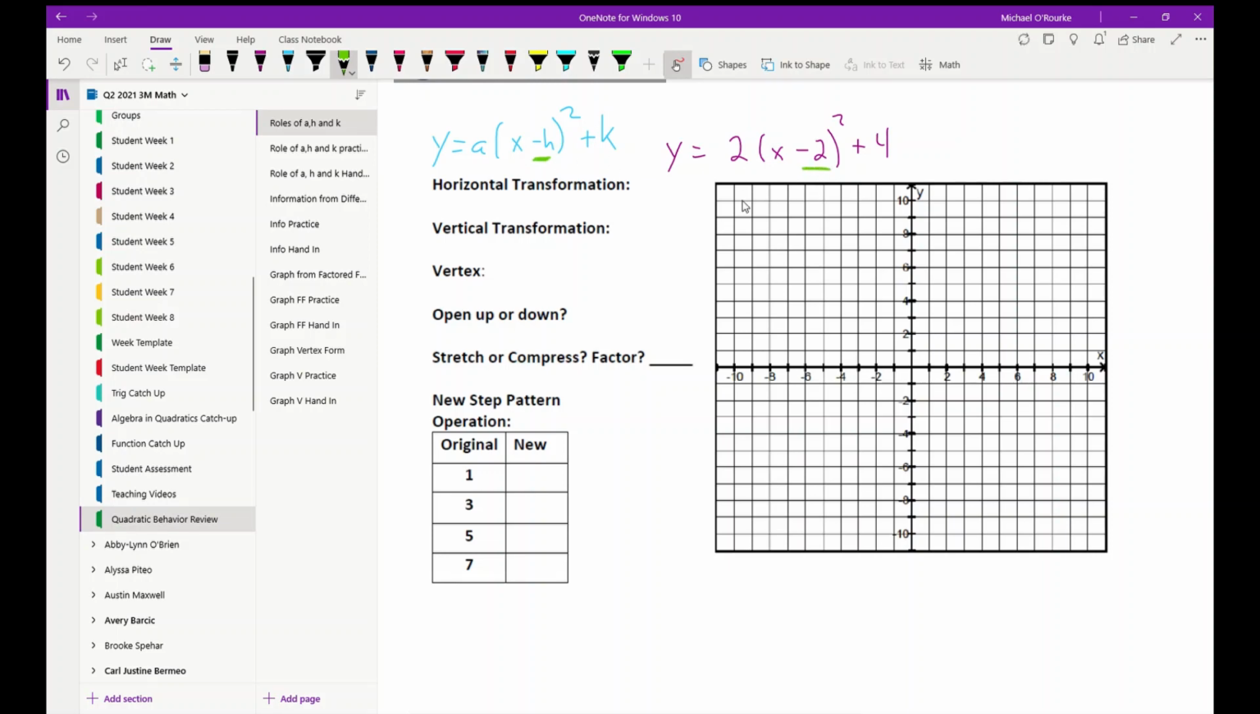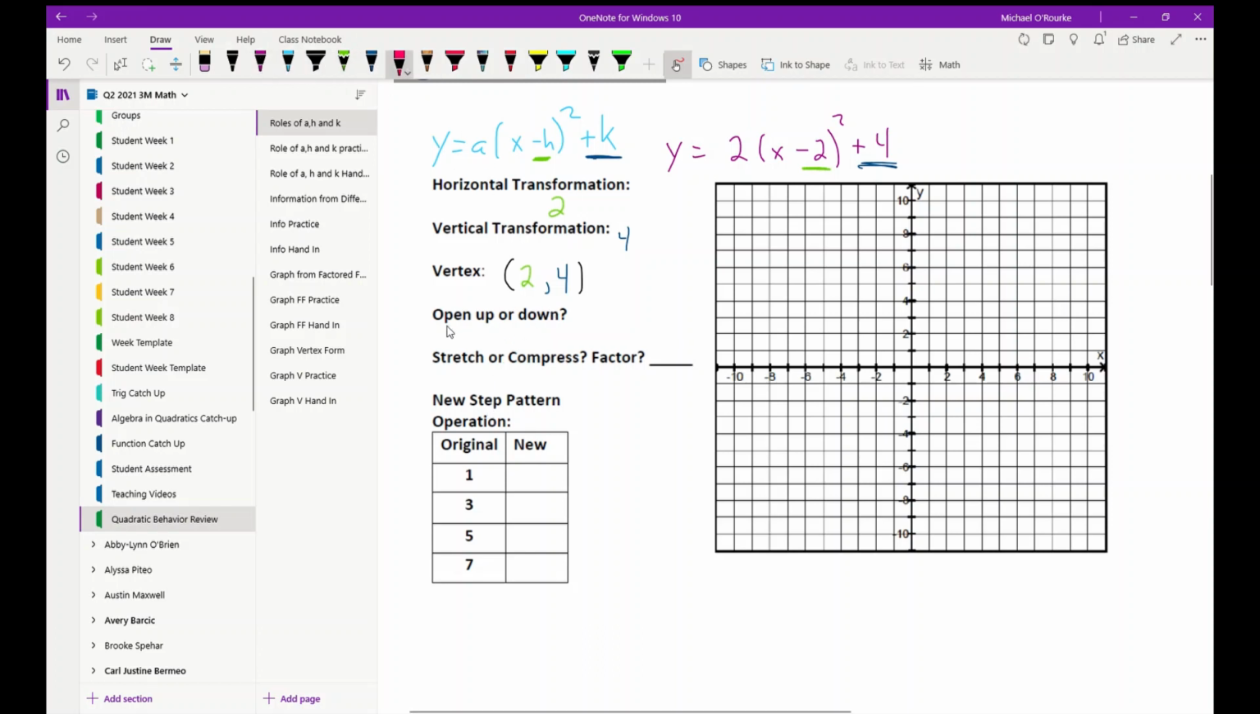Now the h value here is -2, but we know it's in the line of opposites, so it's just going to switch signs and be 2. Now my vertical shift is my k value, and that's 4. So now, since I have my horizontal and my vertical shift, I know my answer is (2, 4).